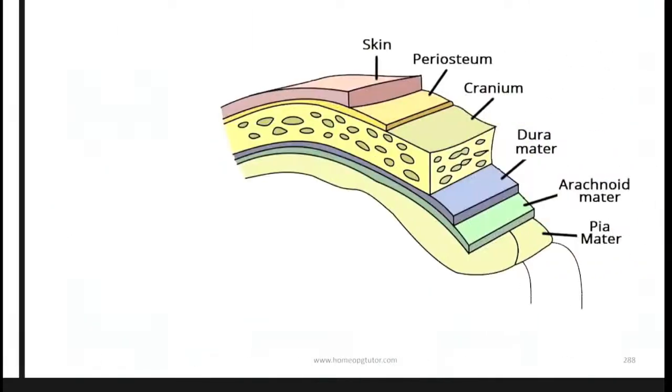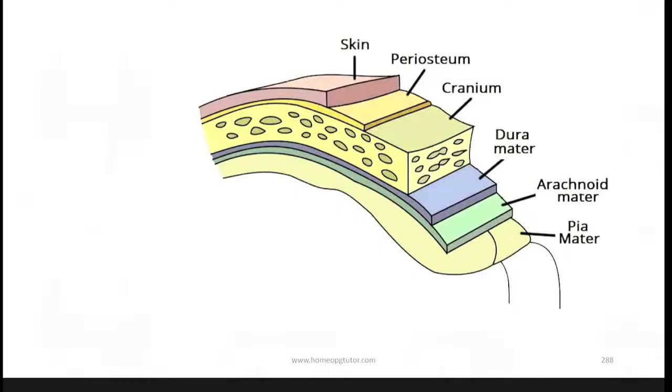Next one, we'll see a little about the meninges. When we talk about meninges, they refer to the membranous coverings of the brain and the spinal cord, right? Basically, the meninges are divided into three layers. One is the dura mater, we have the arachnoid mater, and we have the pia mater.